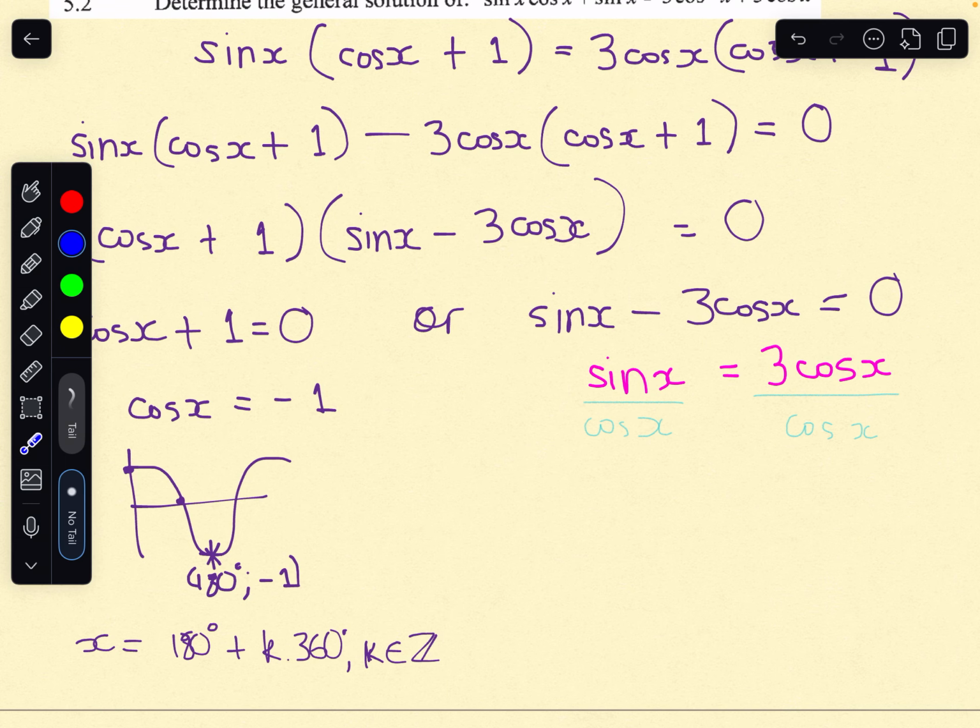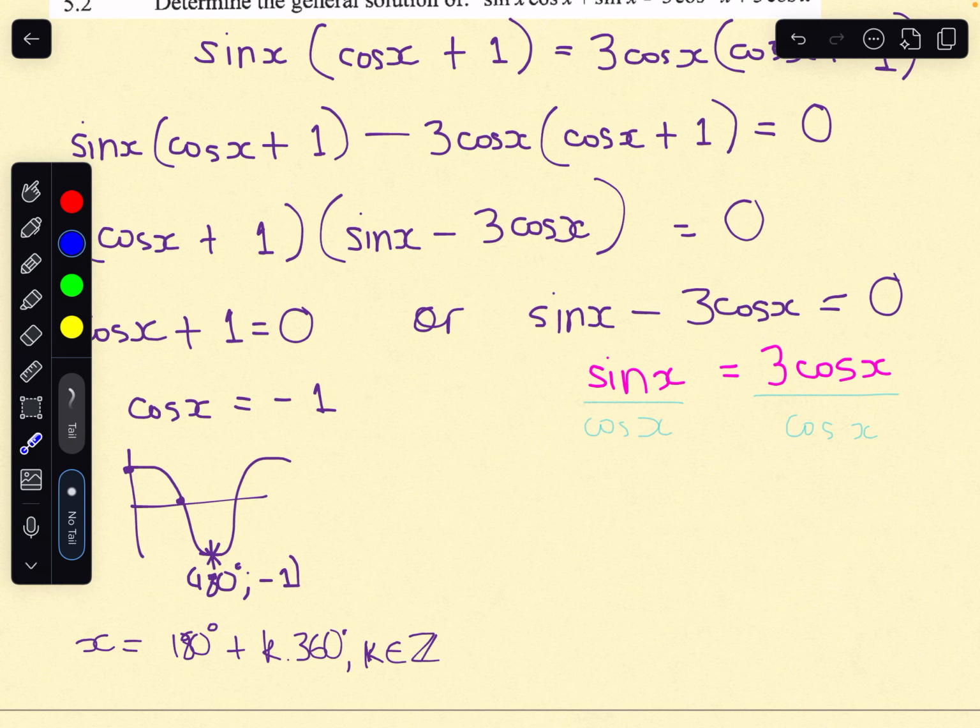So by dividing by cos x here, we're not getting rid of the cos x completely, because what happens here is that sin x over cos x is actually equal to tan x, right? So the cos x is still in the picture, it's just present in a different form.